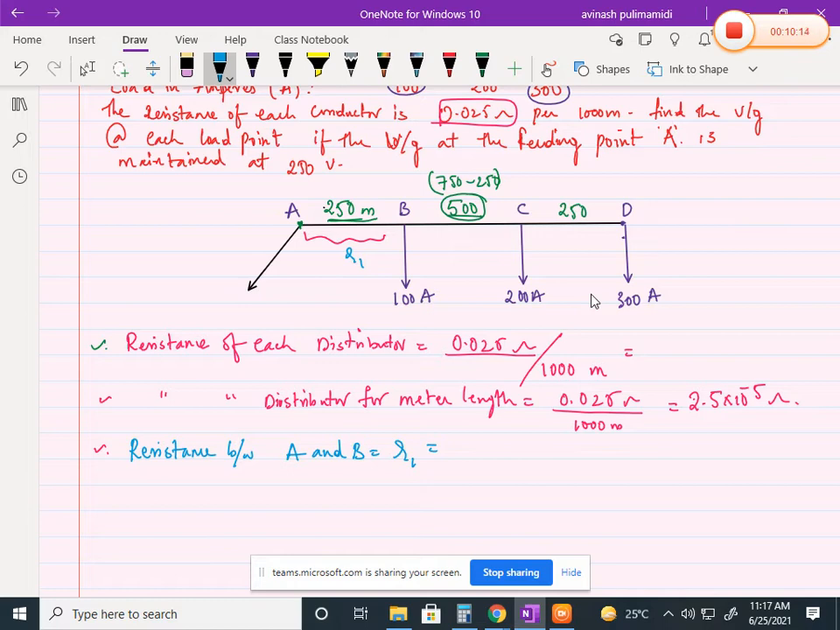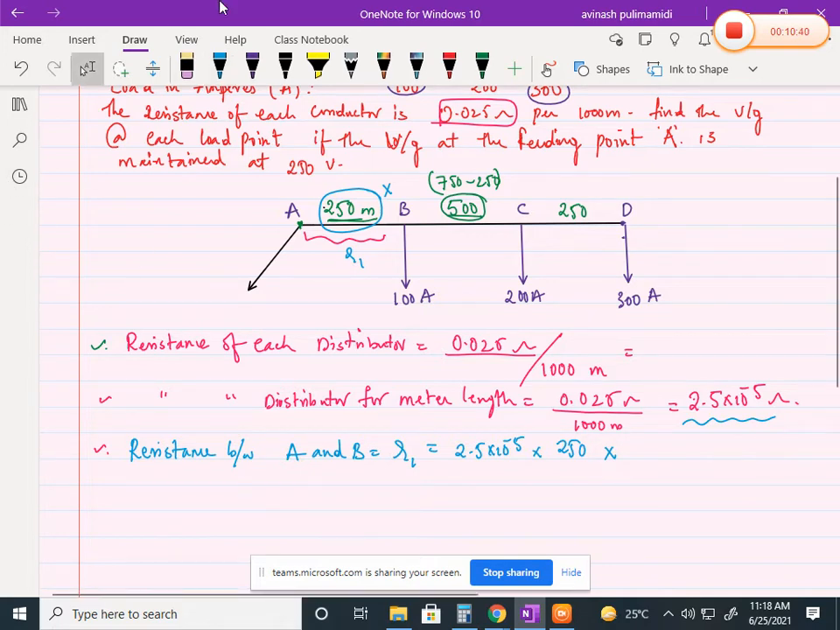Yes, students. First, take this value. Multiply this with this value. Everybody knows this. So let us take this one as 2.5 into 10 power minus 5 multiplied by 250 into 2. Every DC distributor has two wires. For that reason, we have to multiply it with 2. Okay.